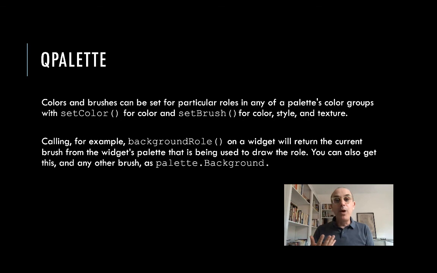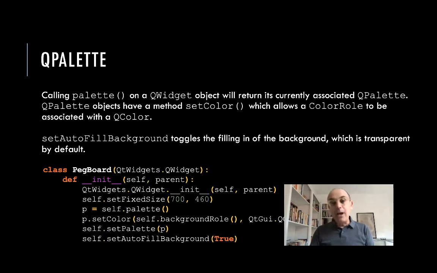Colors and brushes are set for a particular set of roles in any color group, with set color, and set brush for color, style and texture. So calling, for example, the background role on the widget will return the current brush from the widget and then will draw its role. So you can actually do that with any other brushes on the background.